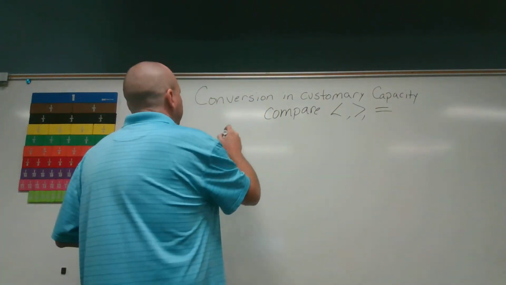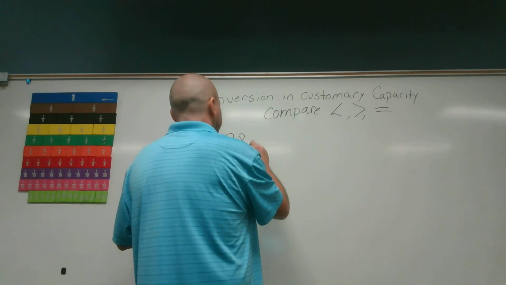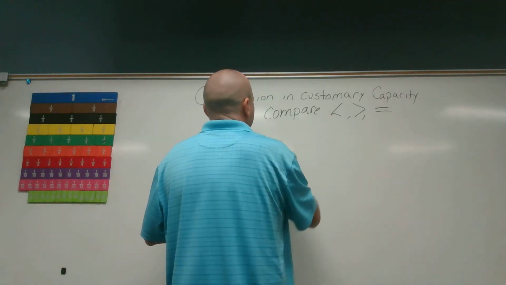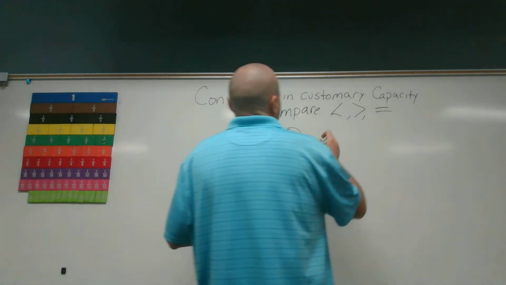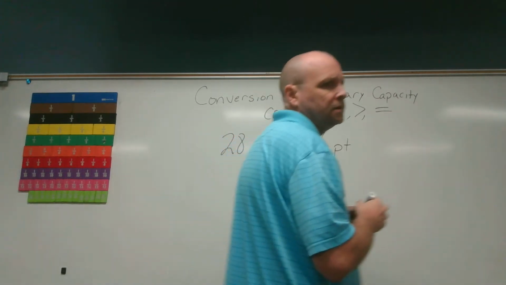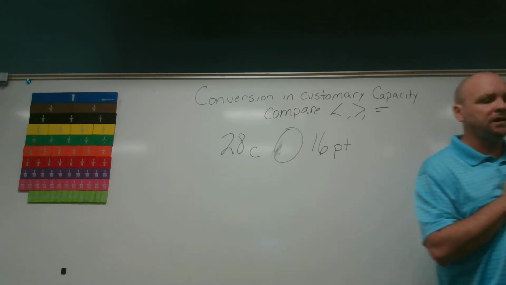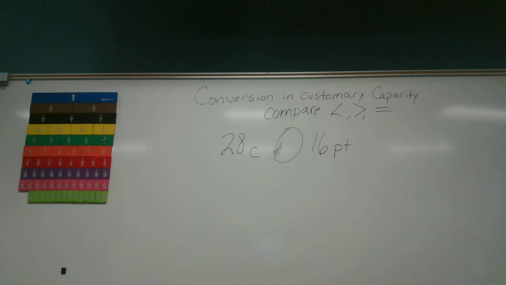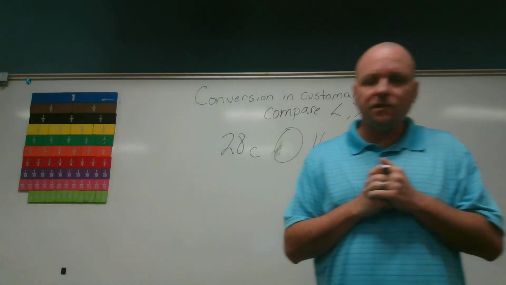Let's take 28 cups, and we're comparing less than, greater than, equal to 16 pints. 28 cups, 16 pints. Now, obviously, the first thing you have to do is figure out which one you're changing. Are you changing from cups to pints or pints to cups? So you have them in the same unit.